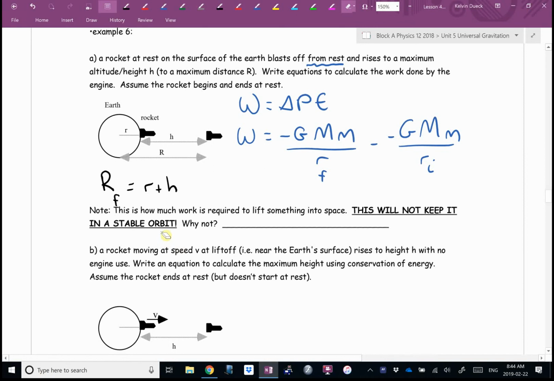Why won't this keep it in a stable orbit? No, what kind of energy? No kinetic energy to have the orbit. Yeah. And I hope this is something you've wrapped your brain around. A lot of people without a physics background will just say, oh, there's no gravity in space. That's how satellites stay up there. There's a lot of gravity up there.